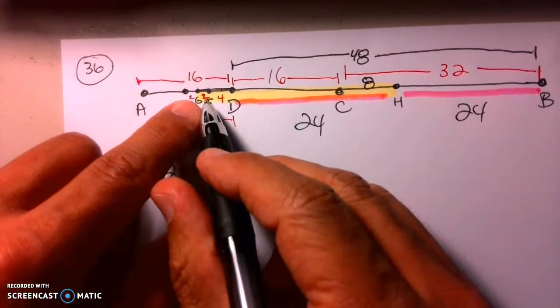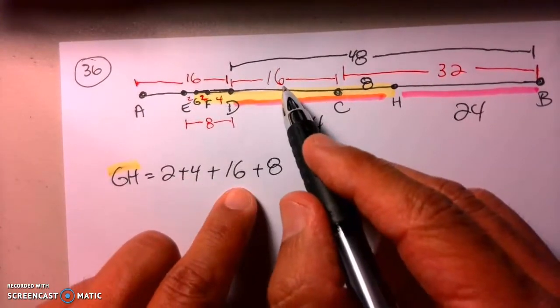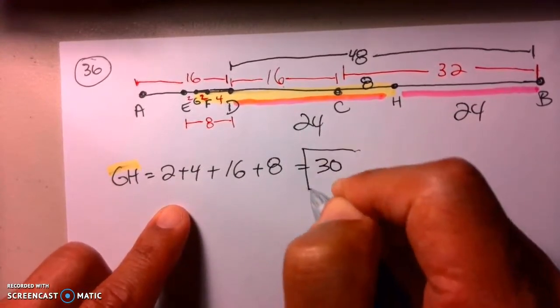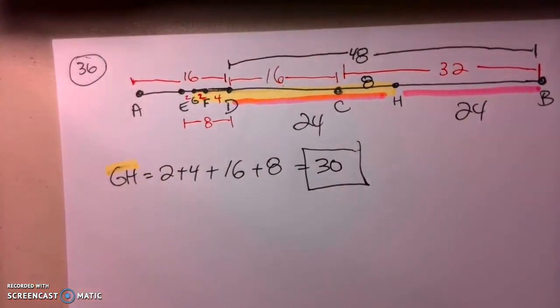So I've got the 2, I've got the 4, I've got the 16 plus the 8. If I add all of this, it looks like it's 30. And that should be the answer. Now, of course, this problem is impossible without the original picture. So be patient when you see a word problem like that. Draw the pictures, put in the information from the picture.